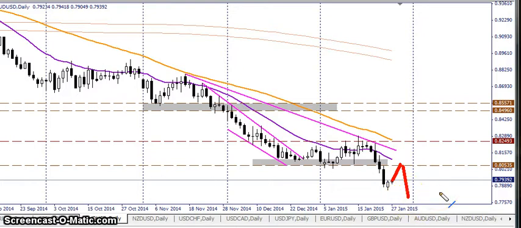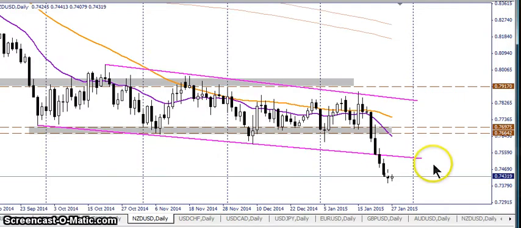However, there's some important Australian economic news coming out in the middle of this week, and if the news is very good for the Australian dollar, that could temporarily propel the Australian dollar to go higher. Okay, so just be aware of that. Let's take that off the chart, and let's continue with the New Zealand USD dollar.